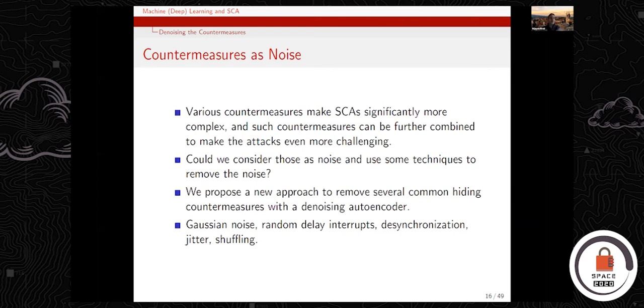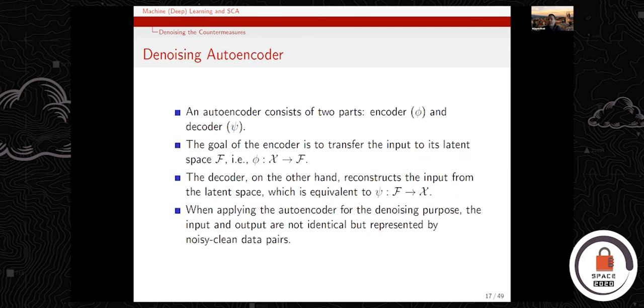Gaussian noise, because you have some random number generator or because of the not so great environment, or various kinds of hiding countermeasures like random delay interrupt, desynchronization, jitter. Can we consider this as noise? If the answer is yes, we can ask our next question: if that's noise, do we know techniques from deep learning that can remove noise? And actually, we do know techniques like that. One technique is called denoising autoencoder.